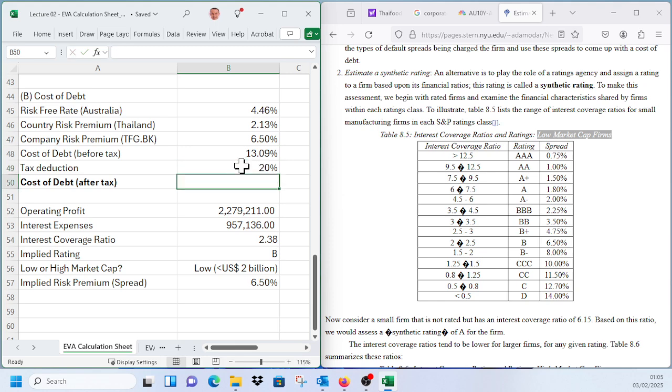20%, a factor of 0.8. So we calculate 1 minus the tax times our cost of debt, and that gives us a cost of debt after tax of 10.47% for Thai Foods Group.